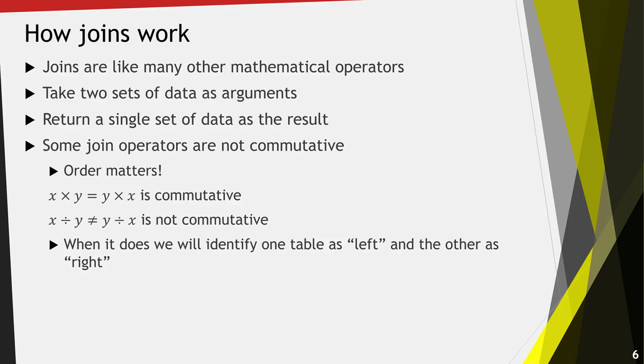Multiplication is commutative. X times y is always equal to y times x, but division is not commutative. X divided by y is not the same as y divided by x. The order matters. It's very much the same with join operators. When order does matter, we're going to identify one table as left and the other as right.